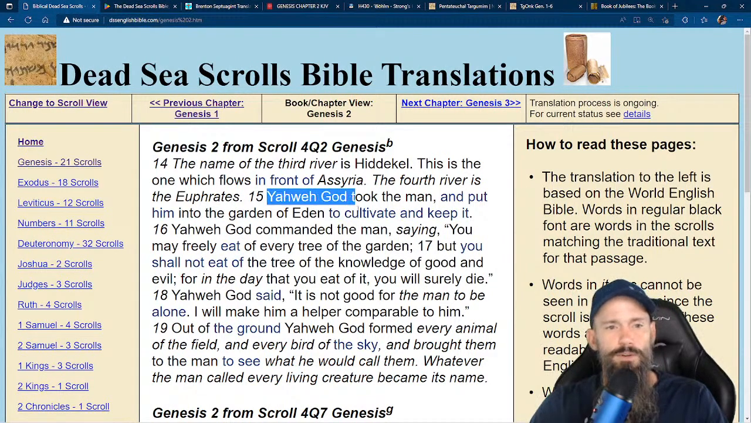Yahuwah Elohim took the man and put him into the Garden of Eden to cultivate and keep it. So Adam was made and then put into the Garden of Eden. Yahuwah Elohim commanded the man, saying, You may freely eat of every tree of the garden, but you shall not eat of the tree of the knowledge of good and evil, for in the day that you eat of it, you will surely die.